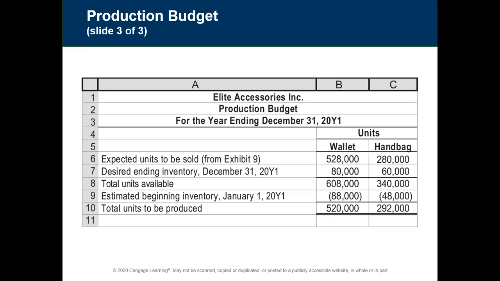Again, this isn't rocket science, but there are a lot of moving parts, so it can get confusing. Have you noticed that pattern throughout this whole course, of what I have, plus what I want to have left over, minus what I have at the end? We keep seeing that over and over. Okay, so there's our production budget. They're going to produce 520,000 wallets and 292,000 handbags.